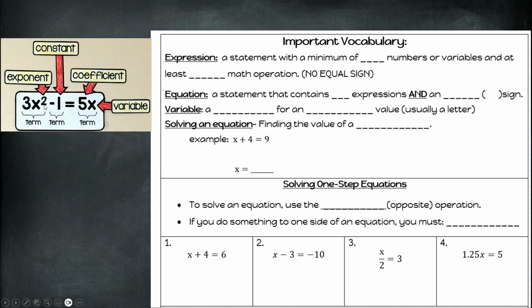It follows the variable. The constant is the number that is alone or by itself. It does include the sign that's in front of the number. The coefficient is the number that is right next to the variable. And a coefficient really means that something is being multiplied times the variable.